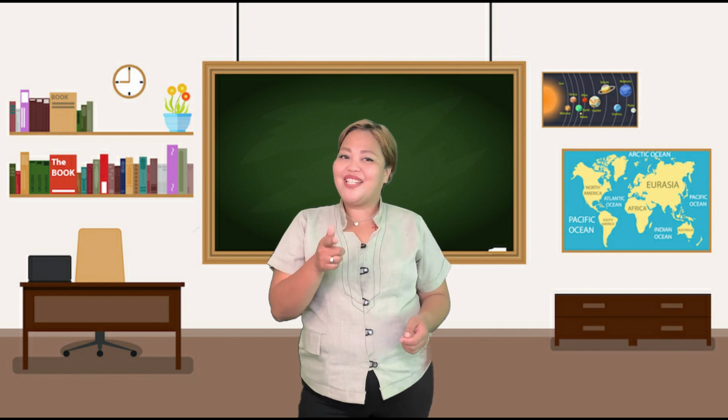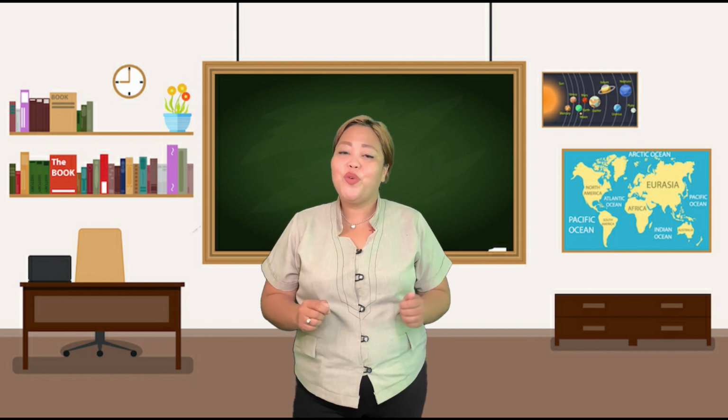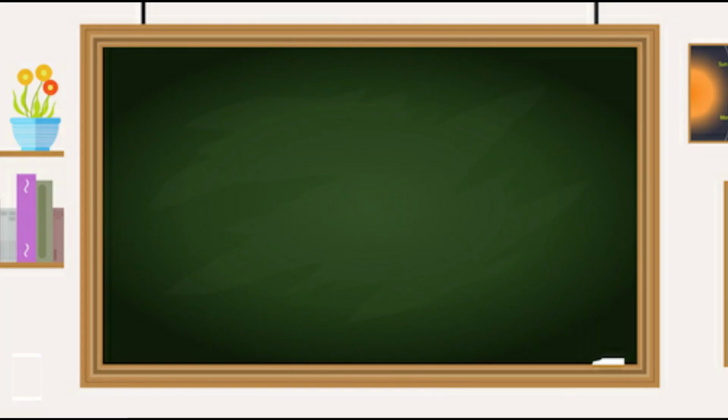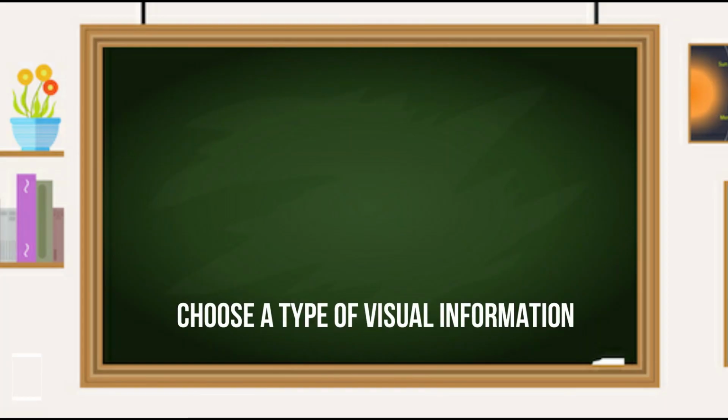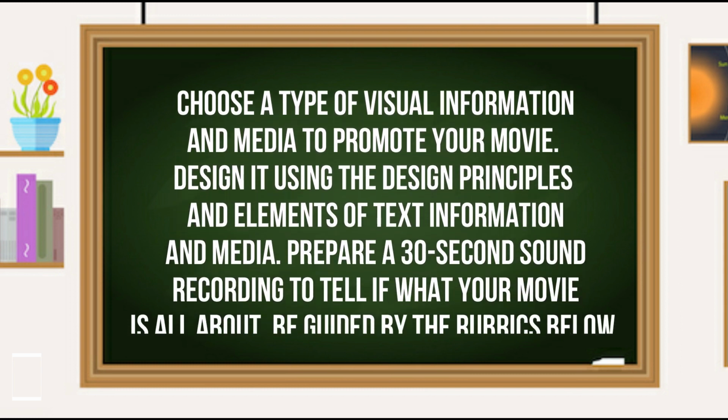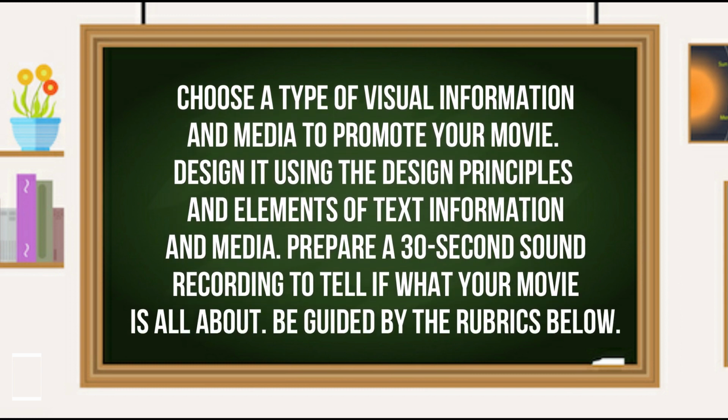You are doing fantastic, class. Those activities have you warmed up. Now you're ready for the next activity. Choose a type of visual information and media to promote your movie. Design it using the design principles and elements of text, information, and media. Prepare a 30-second sound recording to tell what your movie is all about. Be guided by the rubrics below.